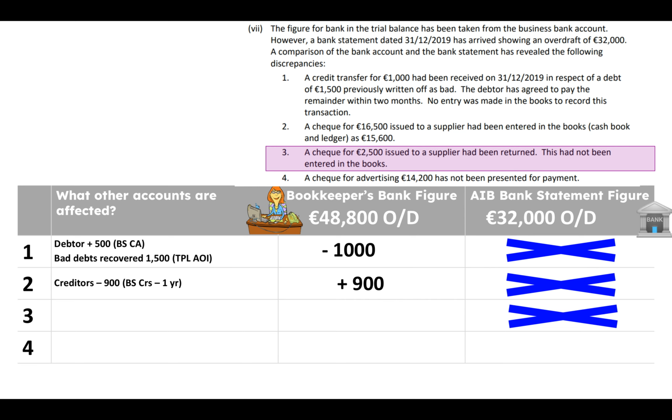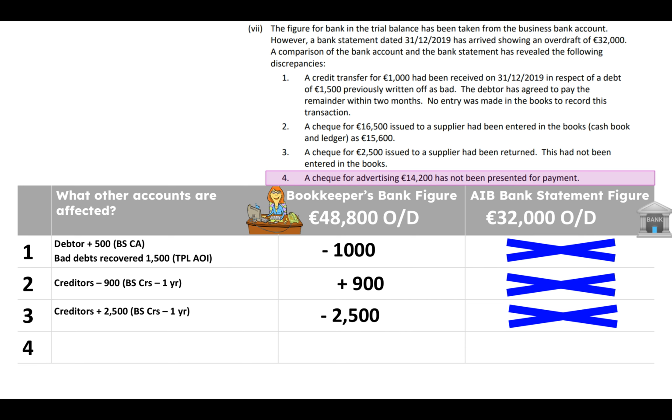But now we have to show that the debt to the creditor has increased again and that the bank account has increased on the debit side. So that means that the overdraft has reduced by 2,500, okay, and the creditor has increased by 2,500. Okay, and then number 4, a cheque for advertising 14,200 has not been presented for payment.